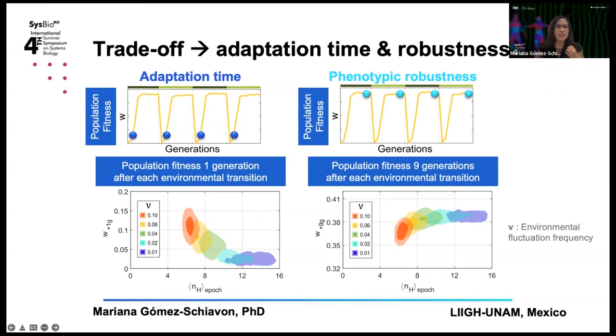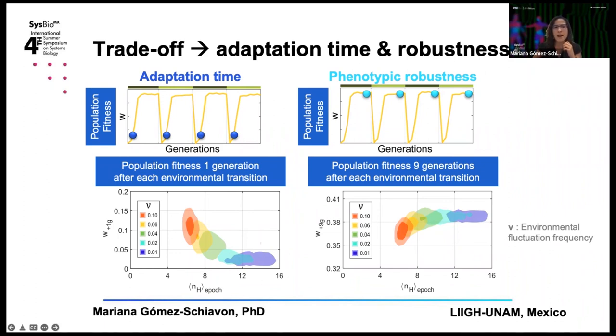Now, we chose the first generation because it is effectively telling us something about the adaptation time in the population, while looking at nine generations after the transition is telling us something about the phenotypic robustness in the population once it has adapted to the new environment. As you can see in this plot, this revealed a trade-off between these two properties. And this trade-off is actually modulated by nonlinearity in the regulatory functions.